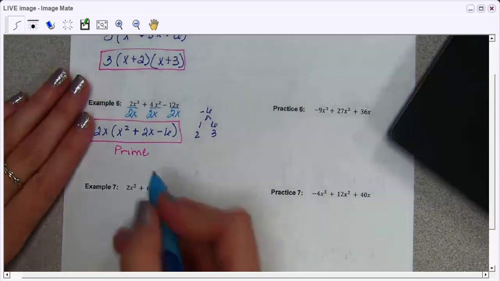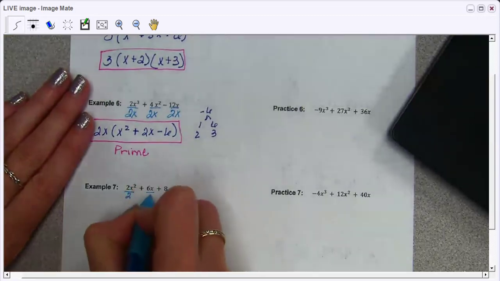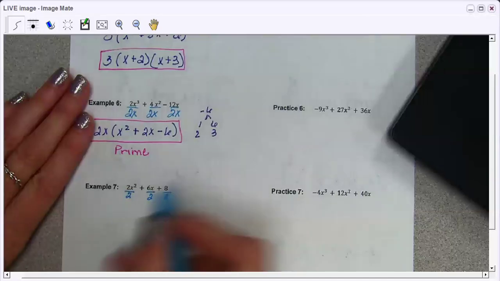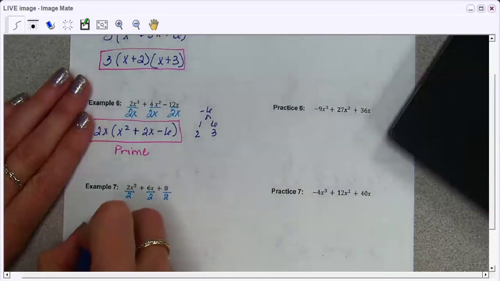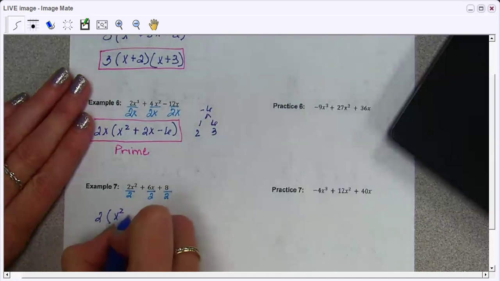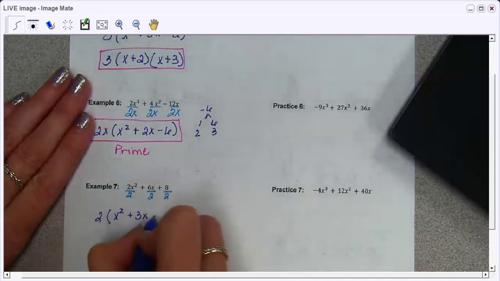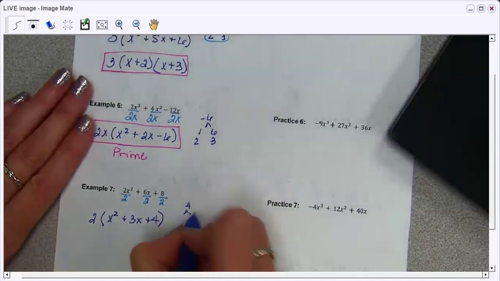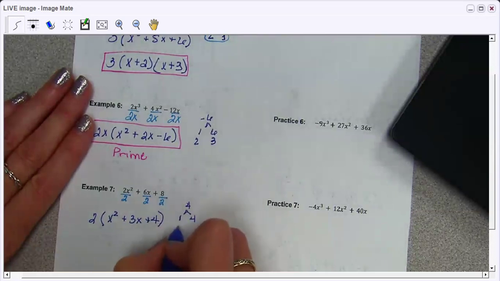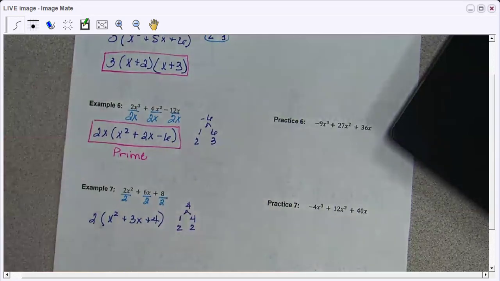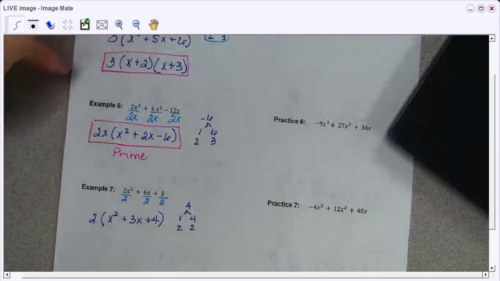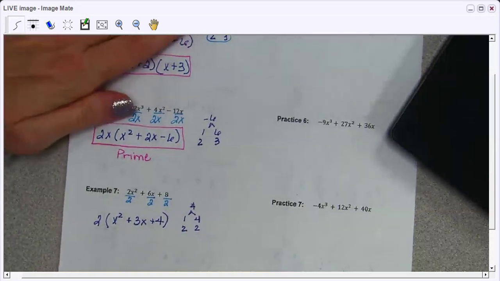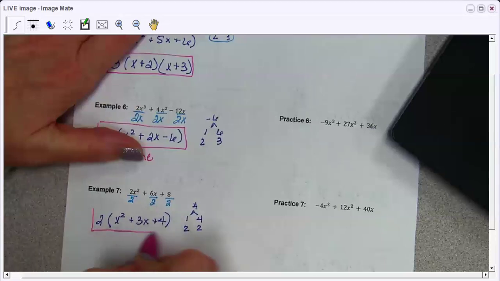All right, let's do example 7. We're going to factor out the GCF of 2. And when we do that, we get x squared plus 3x plus 4. Okay, so we have to find factors of 4 that give us a 3. Okay, so do we have any factors that give us a +4 and a +3? No, we don't. So this is our answer again.